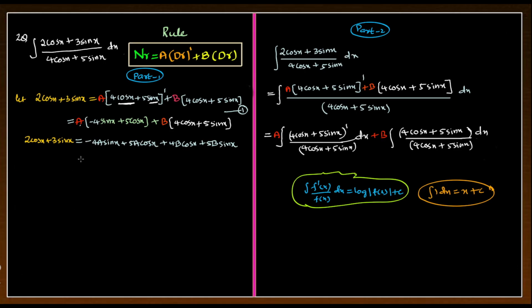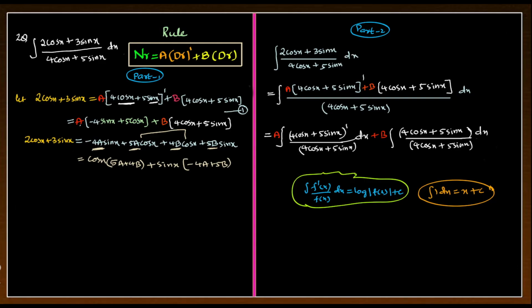From these two terms, take cos x common. So how many cos x terms are there? These two cos x terms. Coefficients are 5a plus 4b. If you take cos x, 5a plus 4b remains. Like that, if you take sin x common from the remaining two terms, their coefficients are minus 4a plus 5b. This is the value of 2 cos x plus 3 sin x.